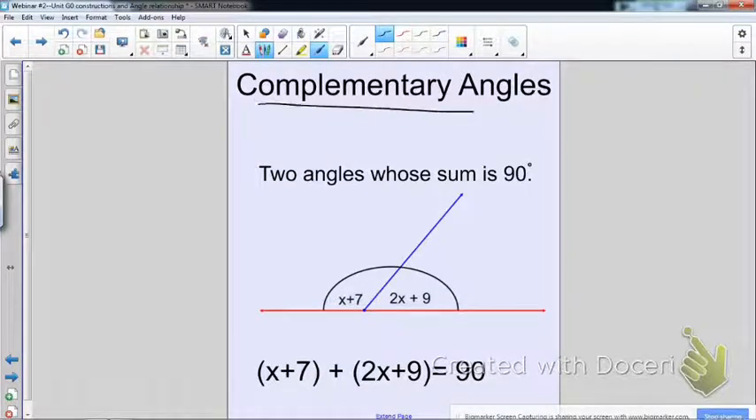Complementary angles, again, it's two angles. We'll call this one 1, we'll call this one 2, and we have the measurement of angle 1 plus the measurement of angle 2 that is equal to 90 degrees, okay?